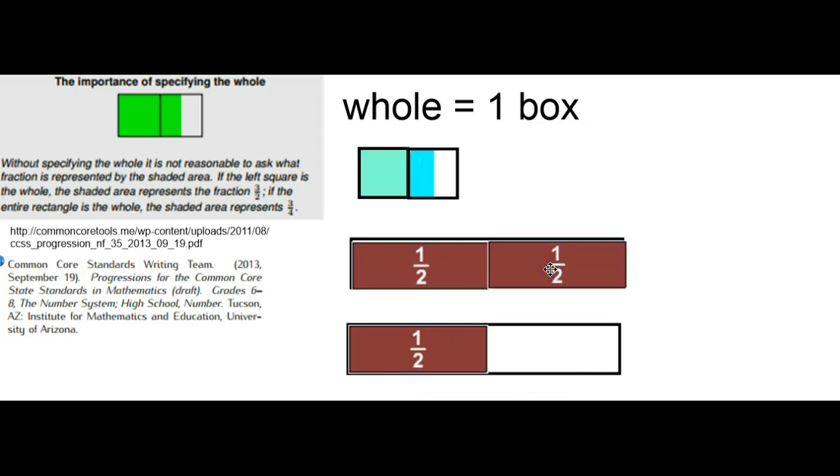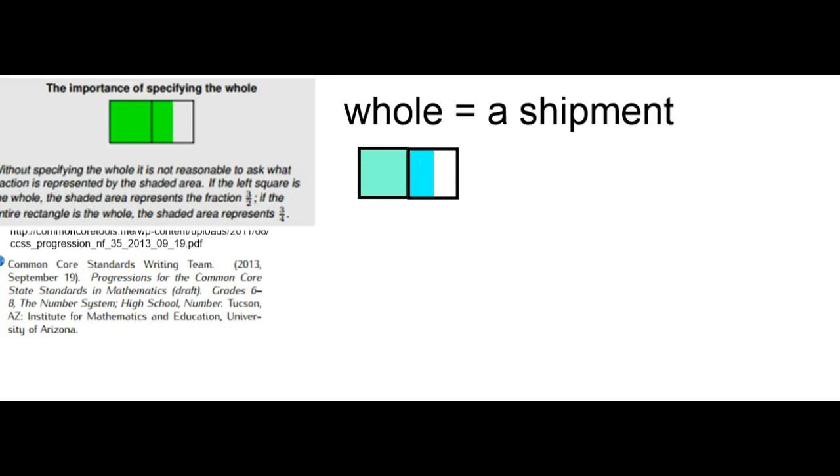So if we are identifying our whole, what do we have a fraction of? A fraction of our whole. We have 1, 2, 3. We have 3 halves. So we have 3 halves of a box because we have more than one box.